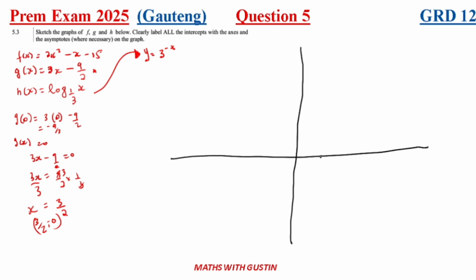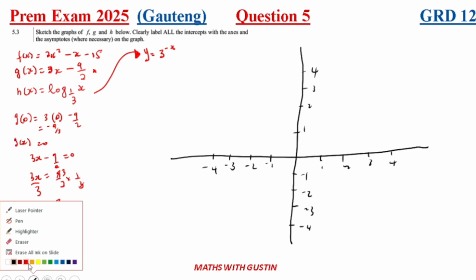So I'm going to show here 1, 2, 3, then 4, then 1, 2, then 3, then 4, then minus 1, minus 2, minus 3, minus 4. Okay, here we go. Okay, there we go. Minus 4. Therefore, let's start drawing by the parabola here.